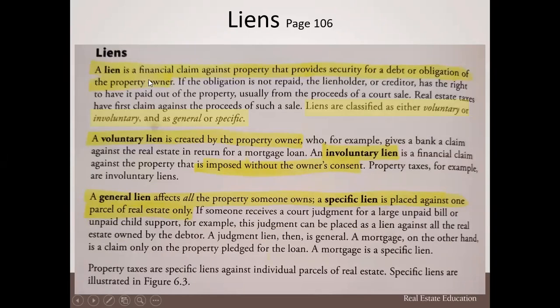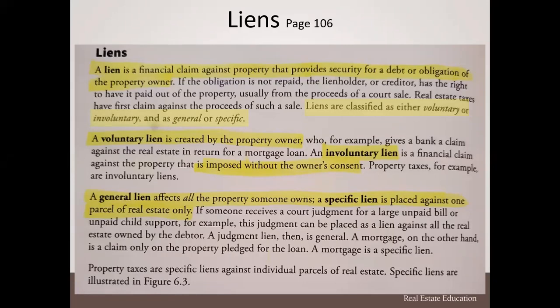Now, a lien is a financial claim against property that provides security for a debt or obligation of the property owner. So if that obligation is not repaid, the lien holder or creditor has the right to have it paid out of the property, usually from the proceeds of a court sale. Real estate taxes have first claim against the proceeds of such a sale, because two things are certain in life: death and taxes. So liens are classified as either voluntary or involuntary, and as general or specific.